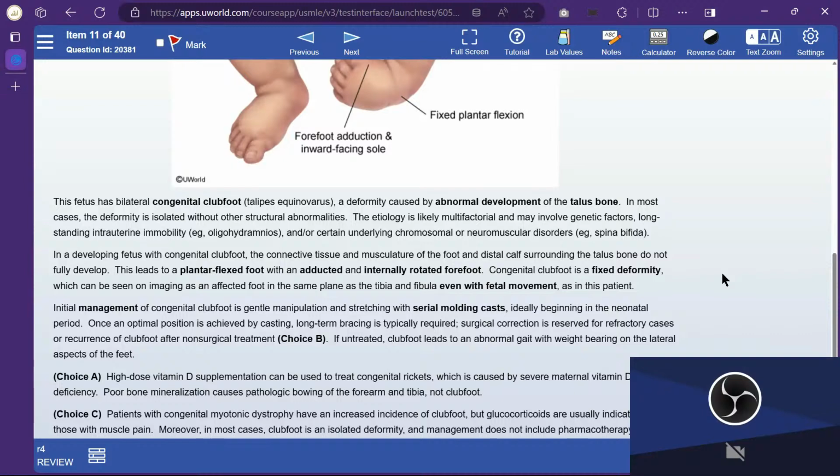Long-term bracing is typically required. Surgical correction is reserved for refractory cases and for recurrence of the clubfoot after non-surgical treatment. If untreated, clubfoot leads to abnormal weight bearing.